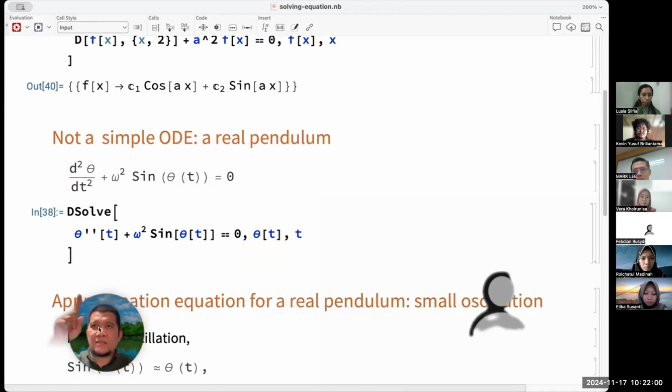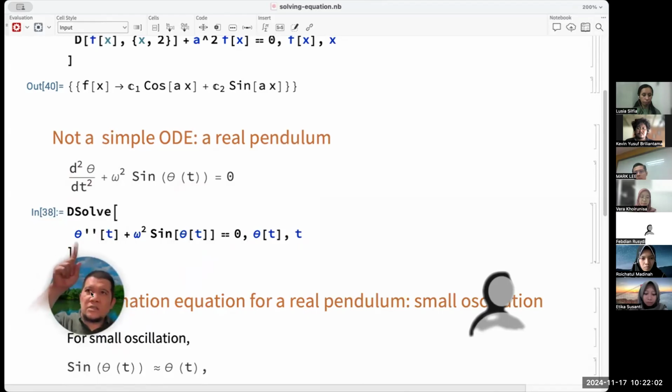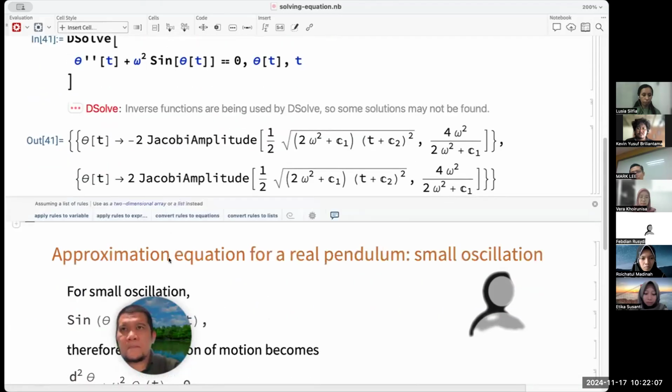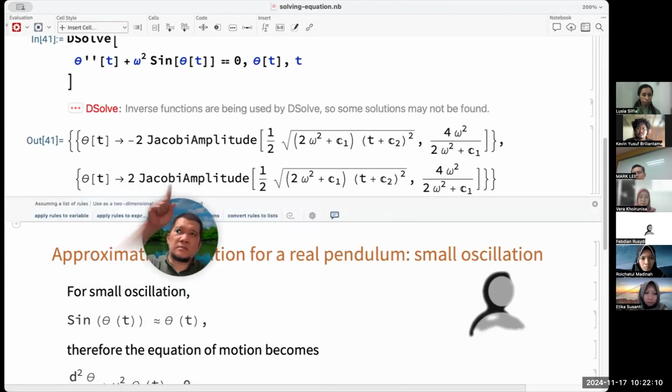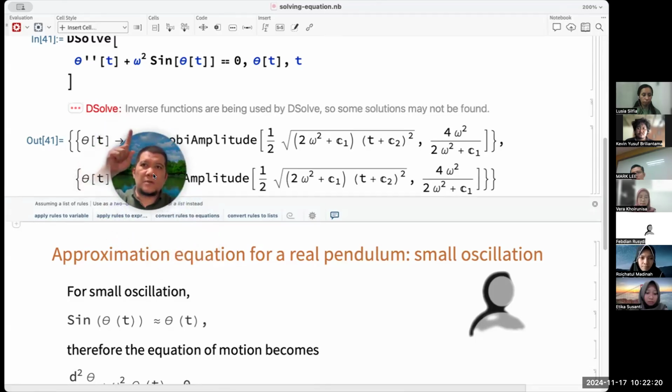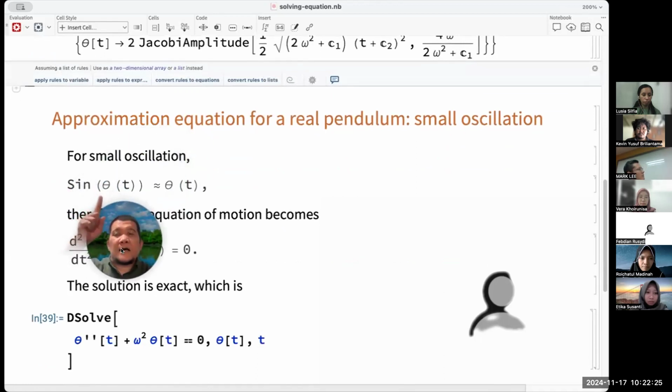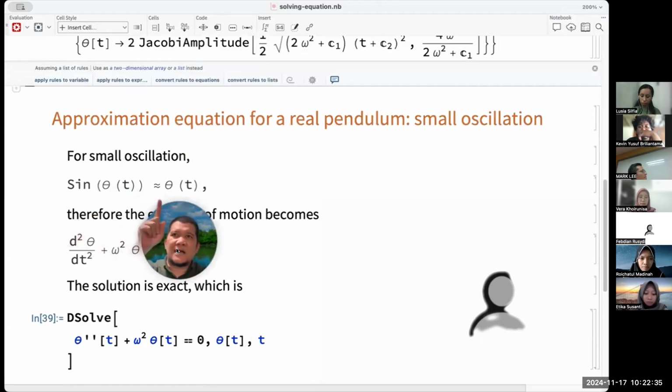So I translate this equation into Wolfram language. Let's see what happened. This is not an exact solution. This is an approximate solution. In physics, usually we cannot handle this kind of problem, so we make some approximation. We declare that the pendulum moves with a very small theta. When theta is so small, sine theta is equal to theta.